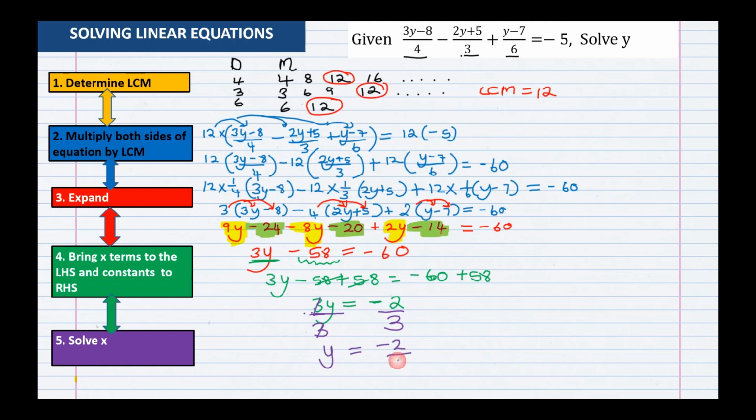And that's our y variable. You can check if this is correct by taking this y value and substituting it back into this equation. It's supposed to make the left-hand side equal to the right-hand side. So when you plug in the y value here, here, and here, and simplify this, it should give you −5.